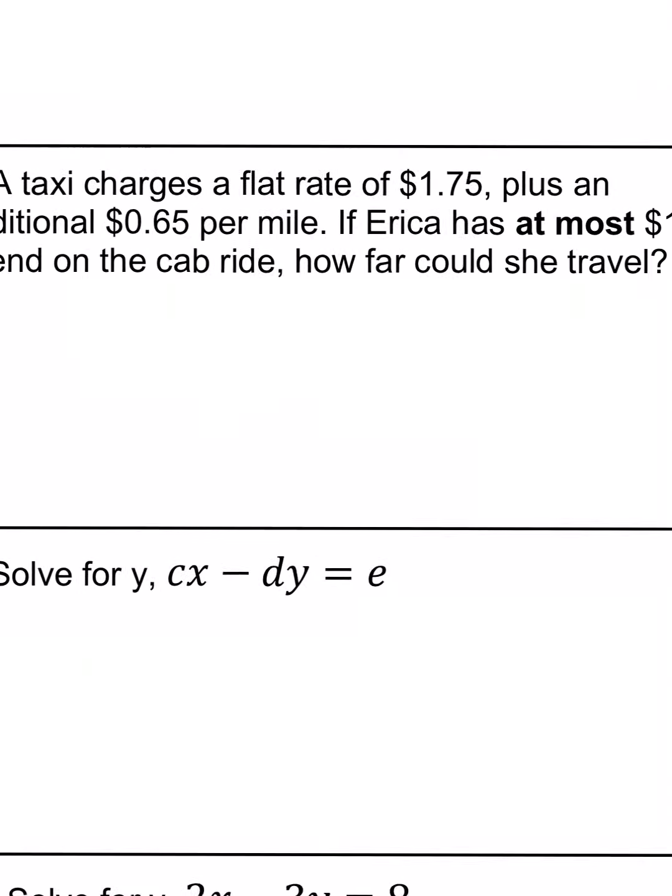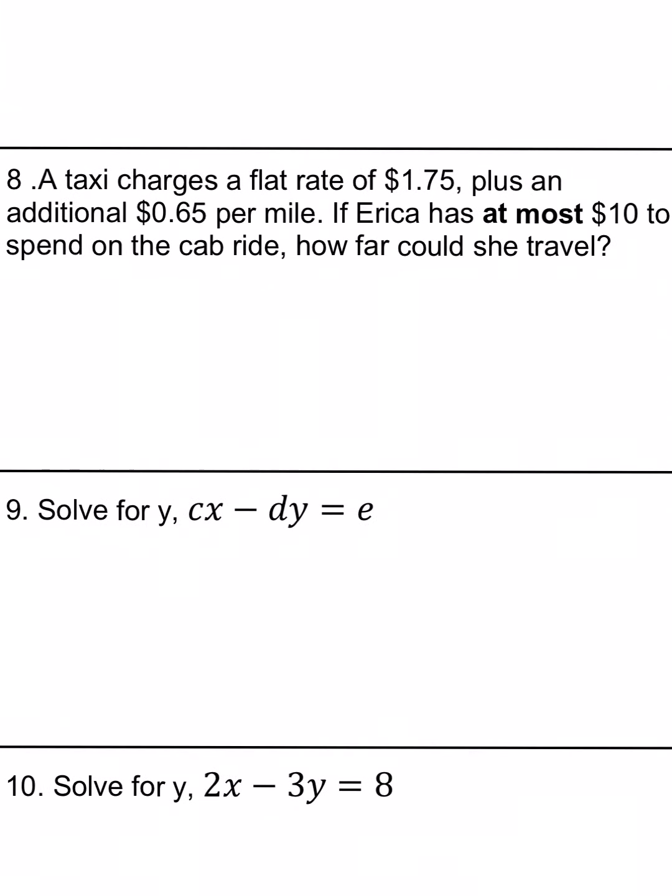So this problem, number 8, is an inequality, okay? Because they give you something called at most. So that's the most she can spend, but she can spend less than that. So if she can spend $9, $8, $7, that's fine. So she would probably rather spend less money and have something left over. So this situation is just like number 7, except with an equal sign, they have an inequality.